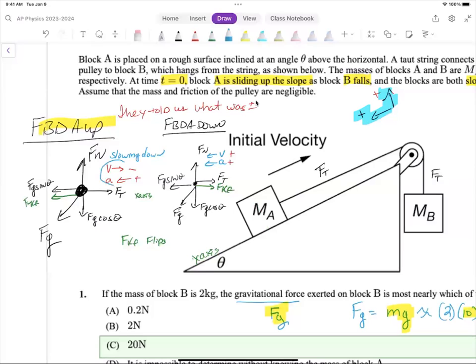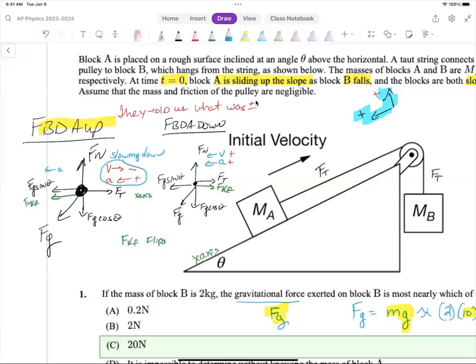They told me I was slowing down on the way up. They told me up the ramp is negative, so velocity is negative. I must be slowing down, so acceleration has to be positive. So we know acceleration. I do not know why it's doing that. We know acceleration has to be in this direction, which is positive, because I'm slowing down. So it is pointing down the ramp. That makes sense because I'm slowing down.